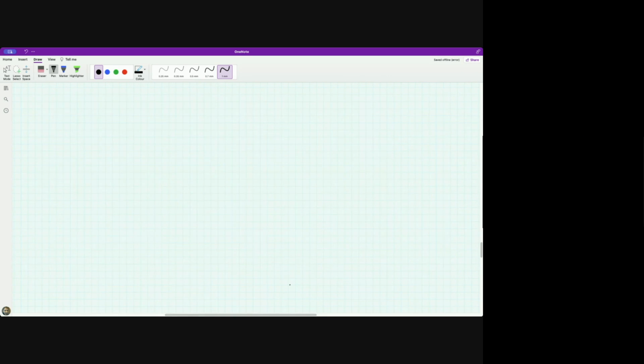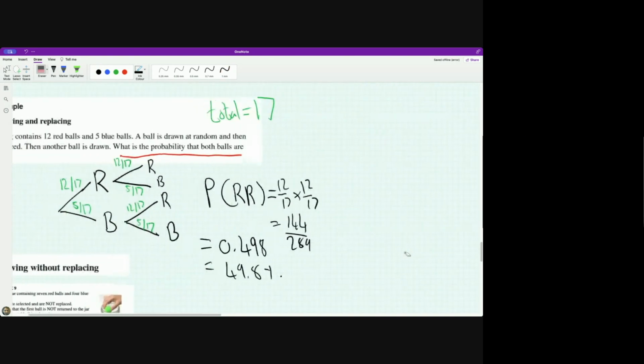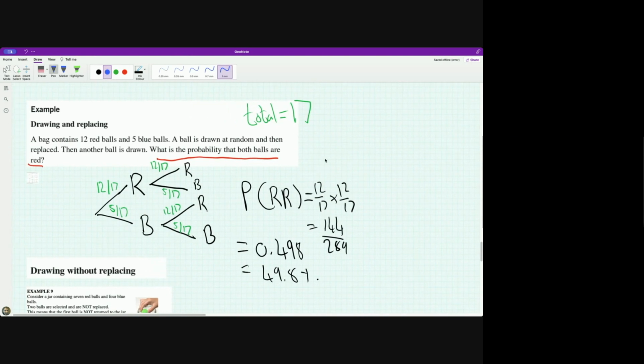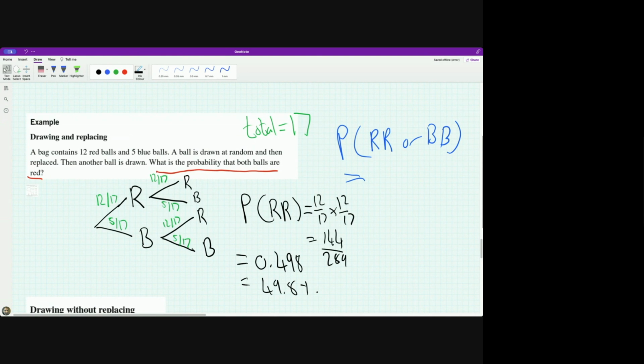Or in, oh, flip, what happened there? Come back. 49.8% chance of getting red and then red. What is the chance of getting, I'm going to make up my own question now. What's the probability of getting red or blue? This is my remix edition question. Can you figure out for me what is the probability of getting either red or blue?